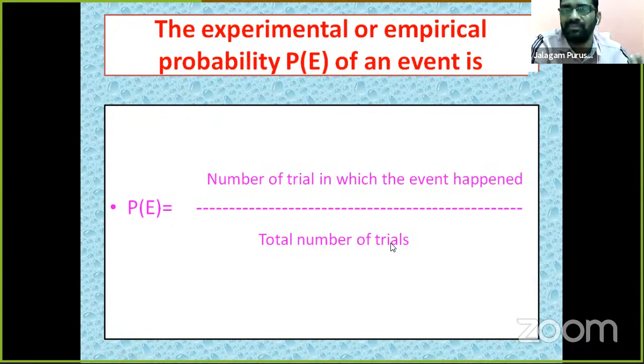So here, the total number of trials. Already we gave the definition of trial. What is a trial? If we toss the coin, it is a trial. How many times? 1,000 times, 24,000, 5,000, whatever it may be, is the total number of trials in the denominator. So write down children, P of E, the probability of an event E, is equal to the number of trials in which the event happened by the total number of trials.